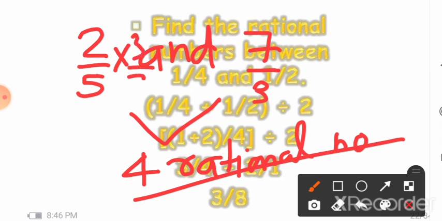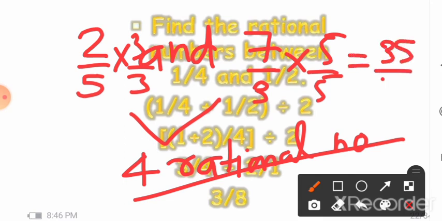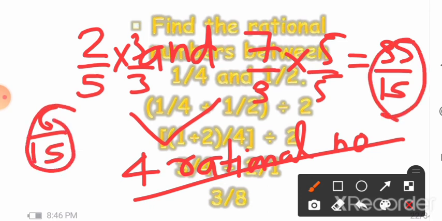So multiply by 3 and by 5. So 7 times 5 is 35/15 and 2 times 3 is 6/15. In both cases the denominator is equal. So you can write directly, because between 6/15 and 35/15 many numbers exist: 7/15, 8/15, 9/15, 10/15, many rational numbers.